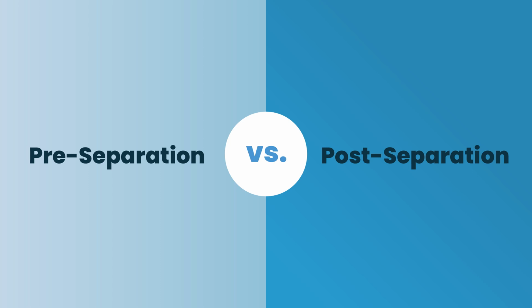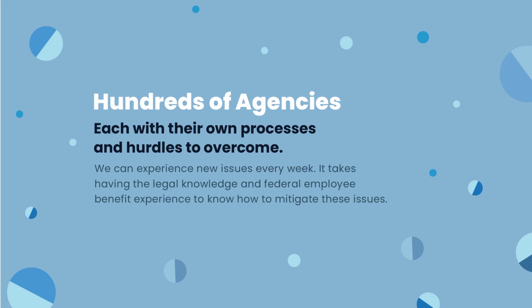So you can apply for disability retirement pre-separation or within 1 year of being separated from your agency, but depending on where you are there, it can change how we approach submission of an application or completion of different forms or even requests to your agency. So we're going to jump right into just how different agencies process and different issues that we run into. There are hundreds of federal agencies, and they each have their own processes and hurdles to overcome. Leah can attest to this. We experience new issues with agencies on a weekly basis.